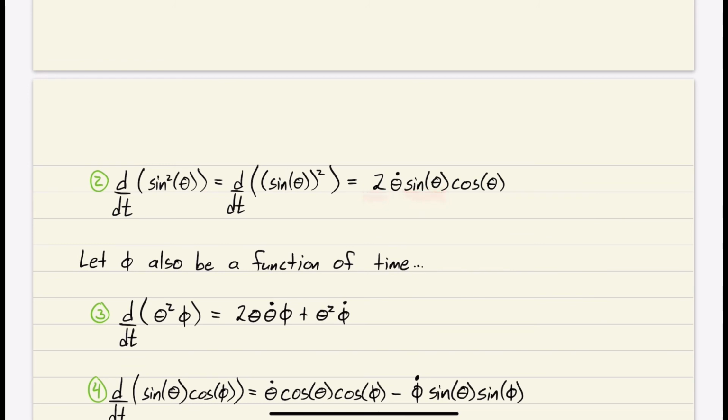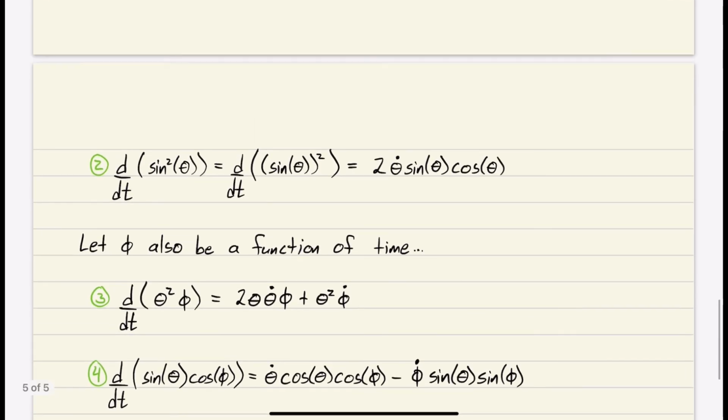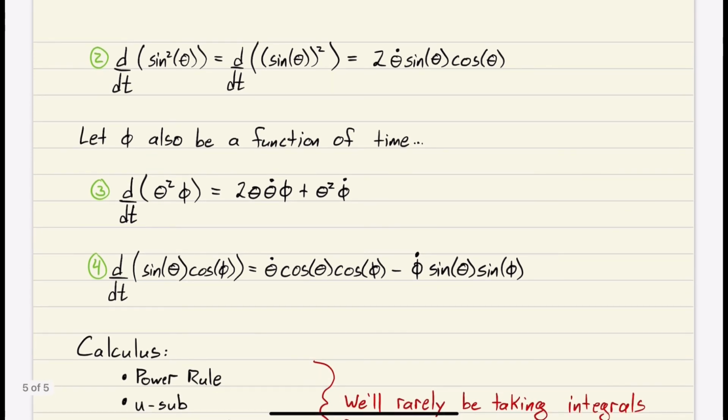And now we have to take the derivative of the inside. What's the derivative of sine? Cosine. And now we have to take the derivative of the inside of cosine, which is theta dot. Right? So the derivative of sine squared theta is 2 theta dot sine theta cosine theta. See how there's another layer to it? We had to go one level deeper. I feel like Inception or something. Let's go to the next one.